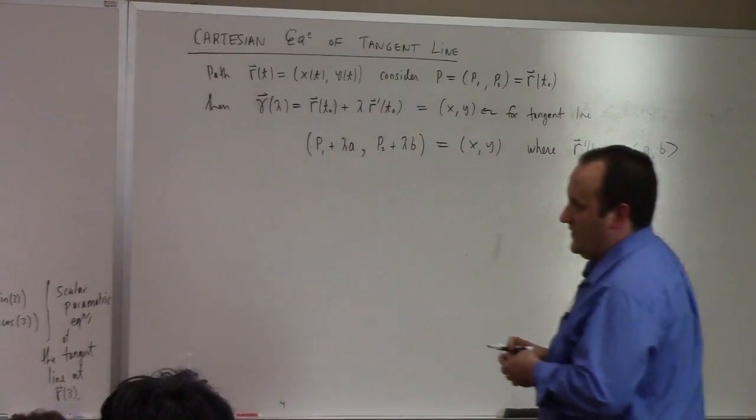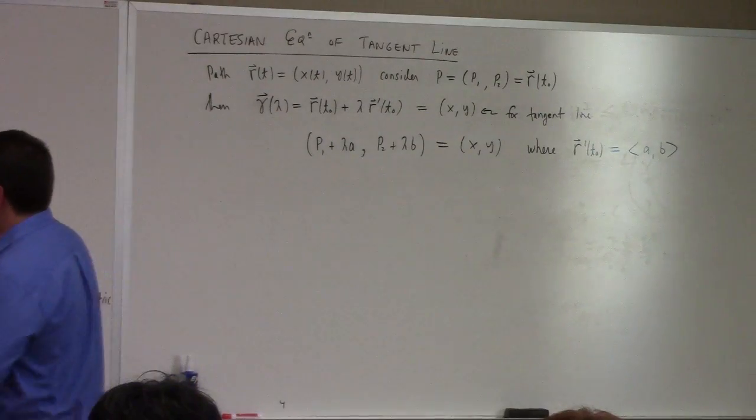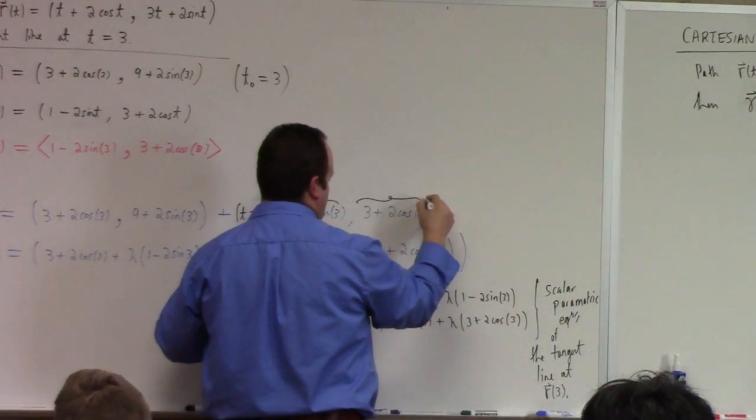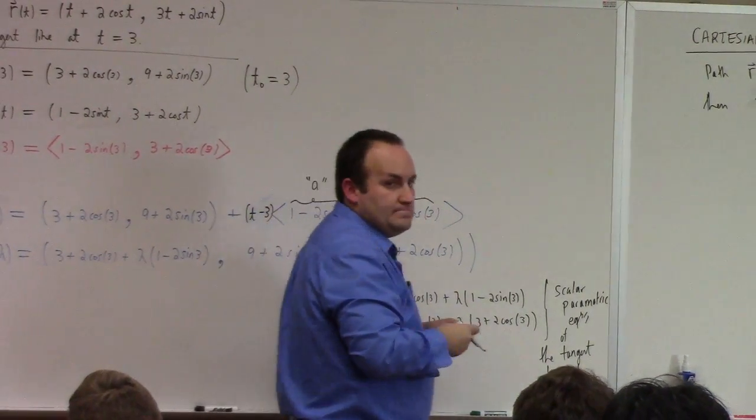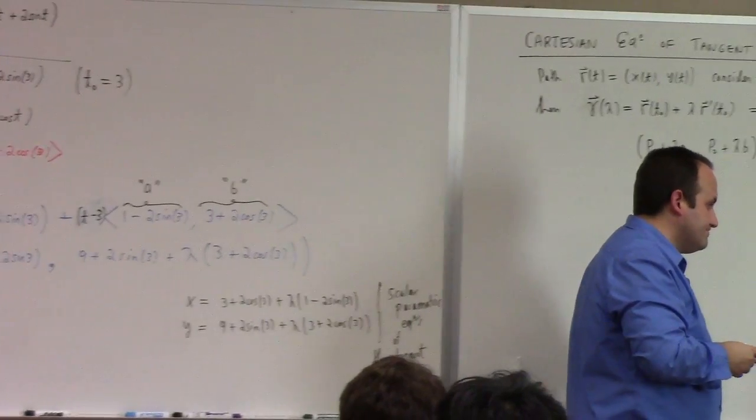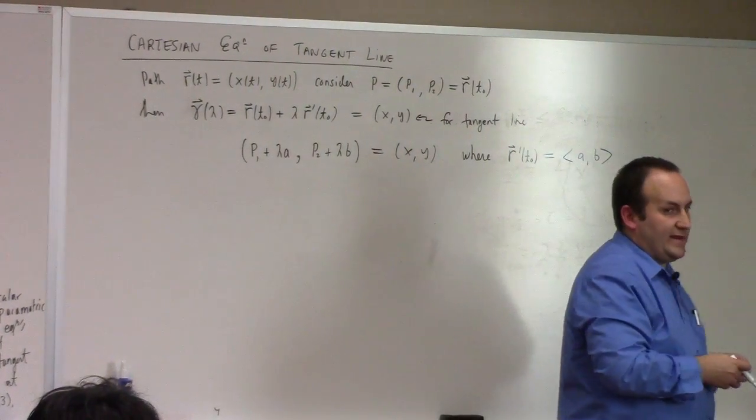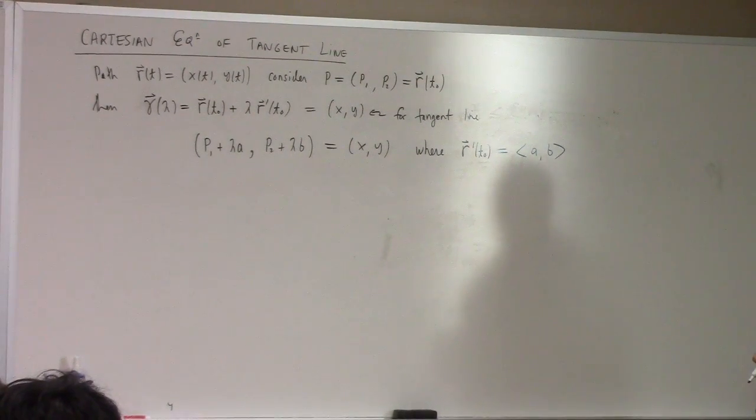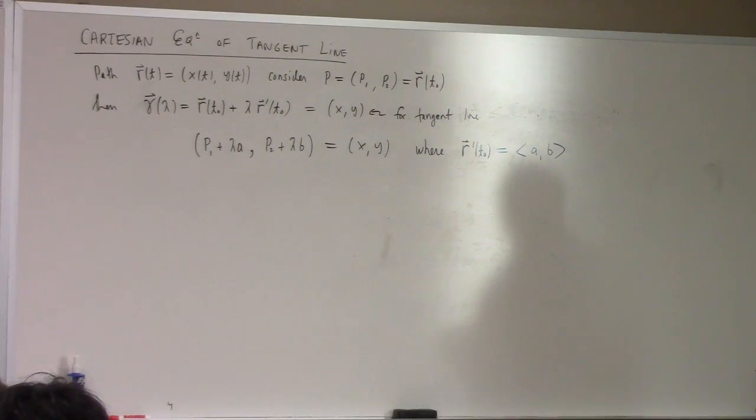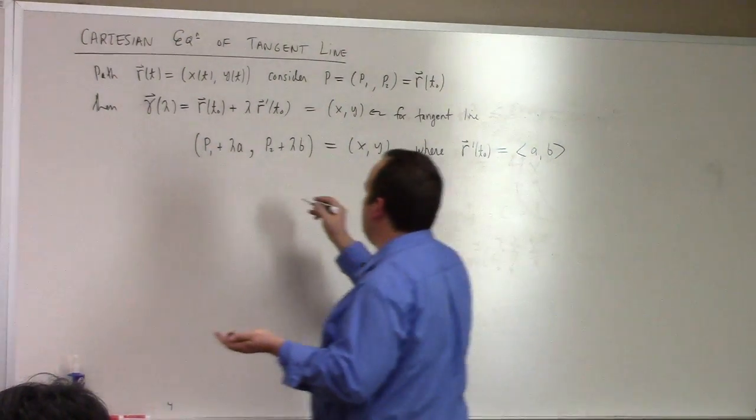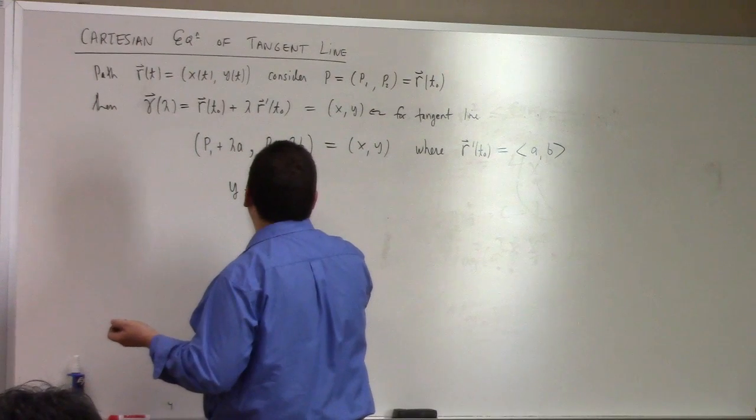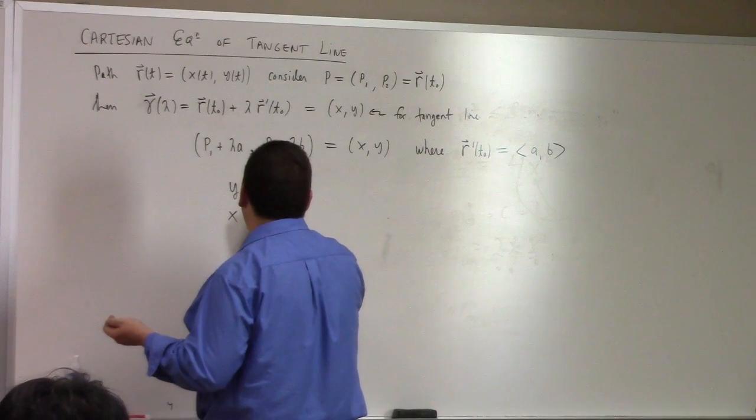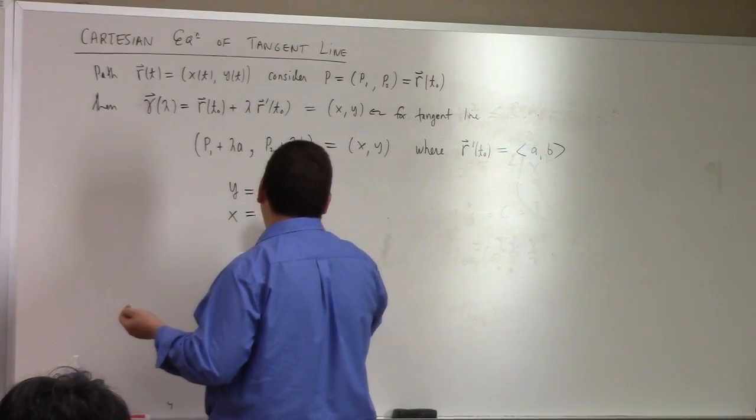So like in my previous example, my example 1, this right here was A, this right here was B. In your physics course, you'd call it V naught x and V naught y, the x and y components of the velocity at the time we're interested in. So you've got two equations: y is equal to P2 plus lambda b, and x is equal to P1 plus lambda b.